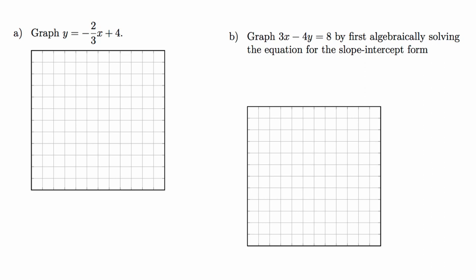This example will quickly review some of the basics of using the slope-intercept form to graph linear equations in two variables. On part A, we want to graph the equation y equals negative 2/3 x plus 4. To begin with, we need to draw the axes.